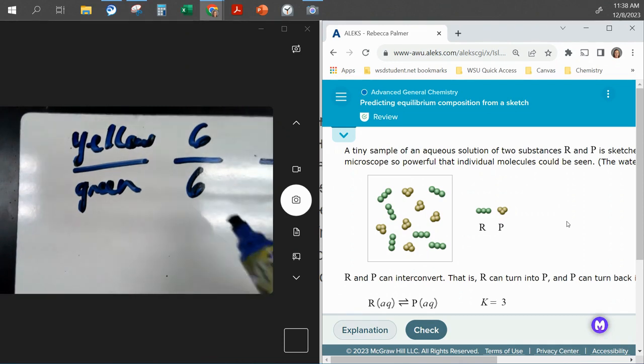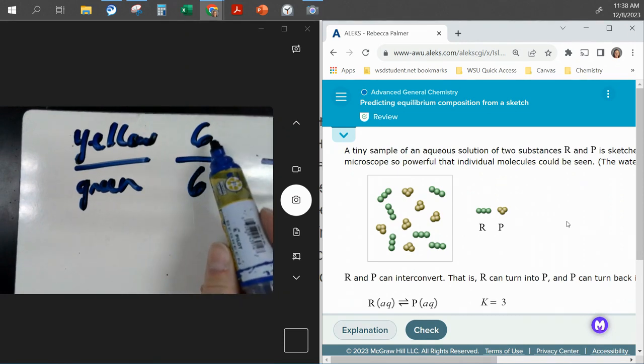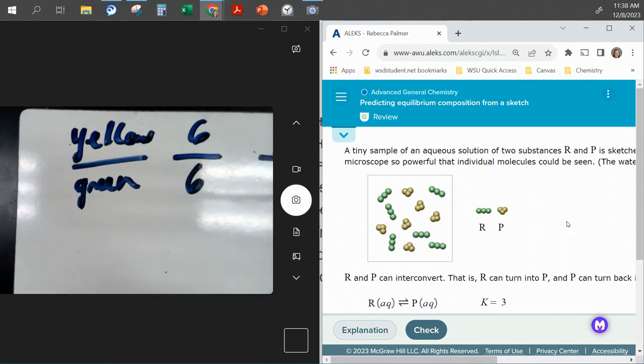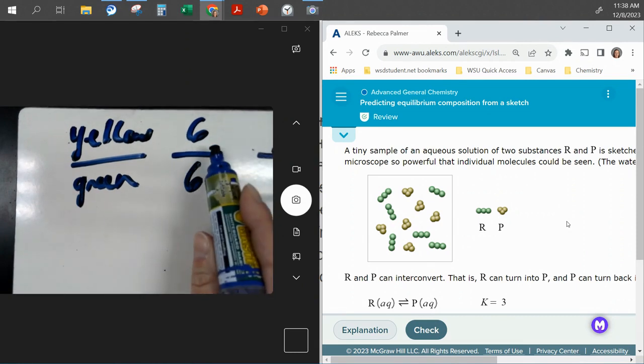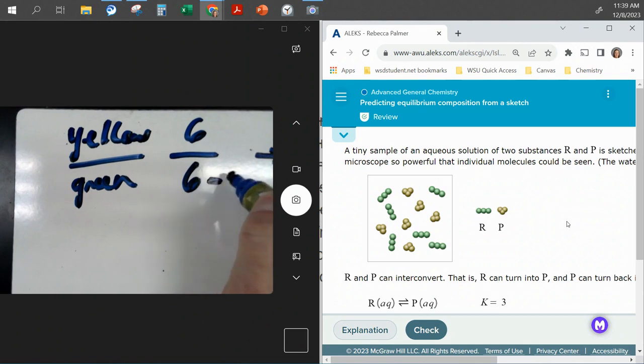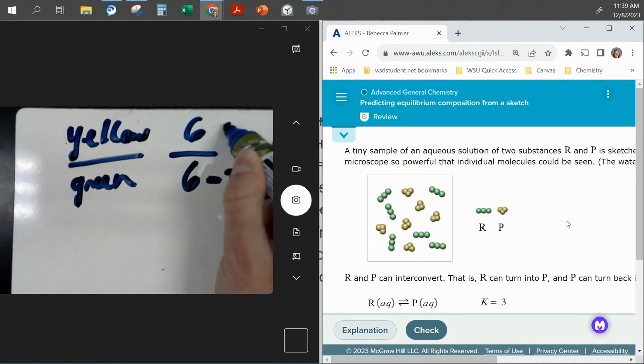So we need to figure out how many green molecules we need to move up to yellow so that we get this ratio. So we kind of have some factors of 3 here. Maybe we'll move 3 at a time. So what if I move 3 up here? So that should work, right? So if I move, I'm going to take 3 over here, and they're going to move to the products.